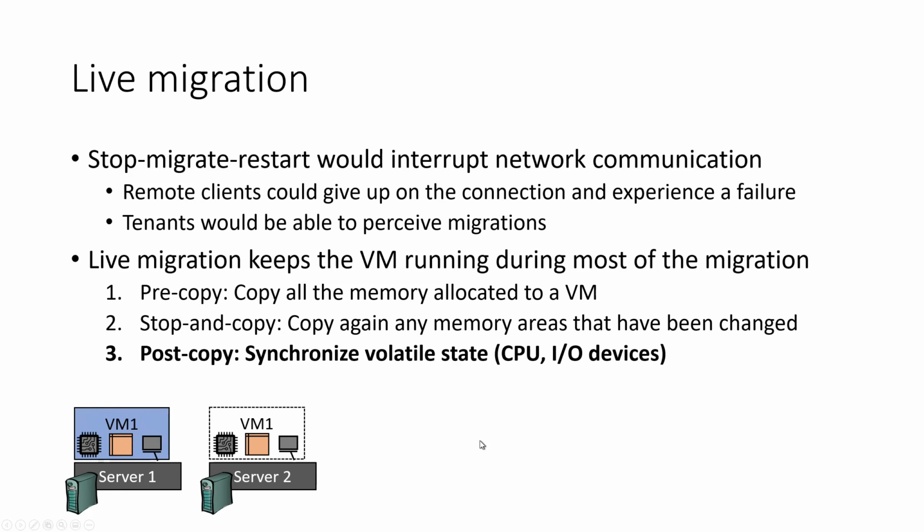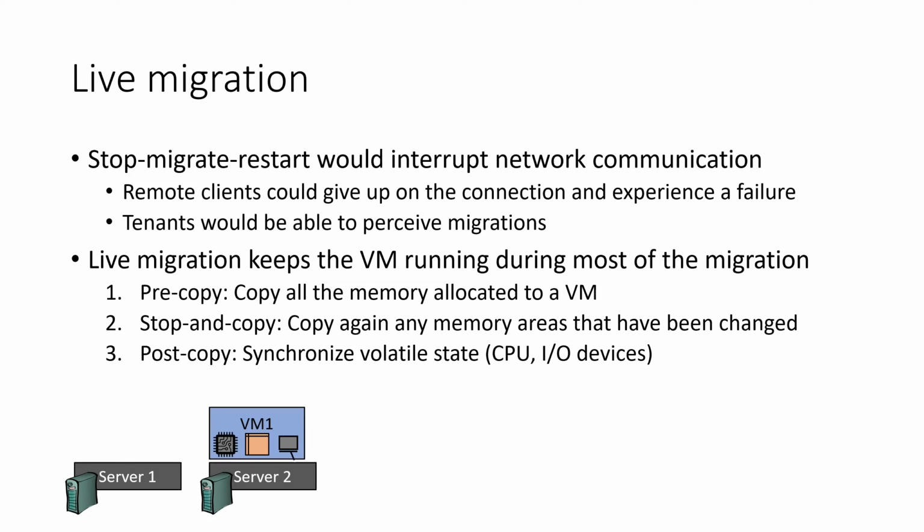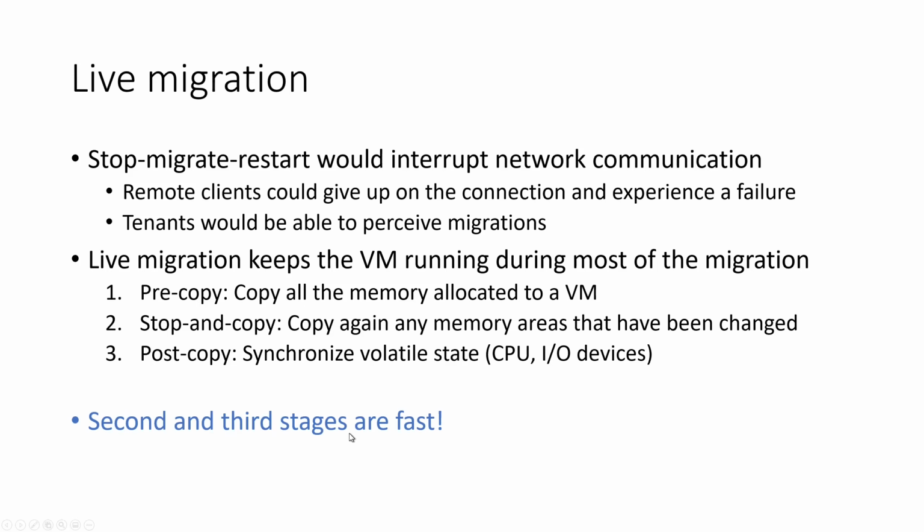And then in the last stage, we synchronize the volatile state from server 1 to server 2. We copy the state of the CPU that the VM had before we stopped it, and we copy the state of the input-output devices. And then finally, we start VM1 on server 2, and we have completed the migration. The good news is that most of the migration takes place in the pre-copy stage, while the VM is still running on the first server. After we have copied the memory of the VM to the second server, we stop it and then complete the migration pretty fast.